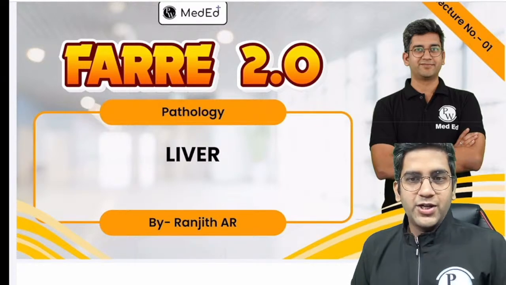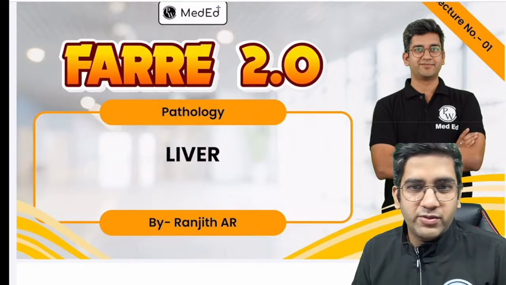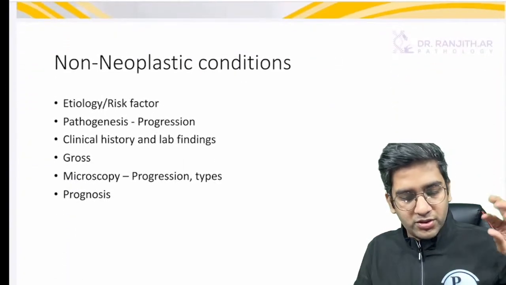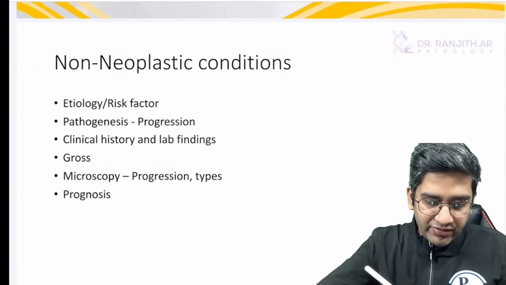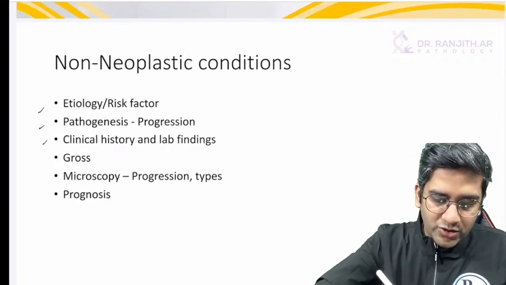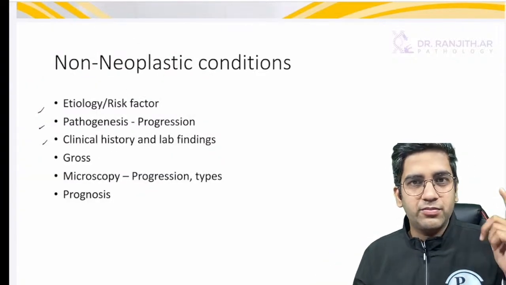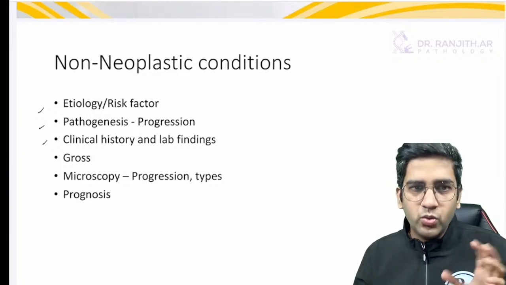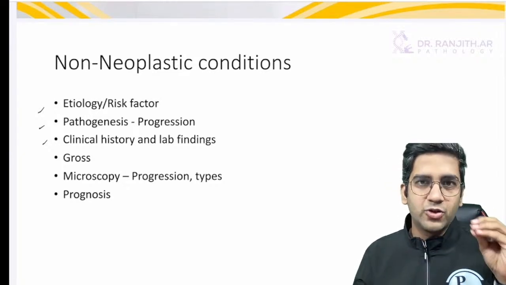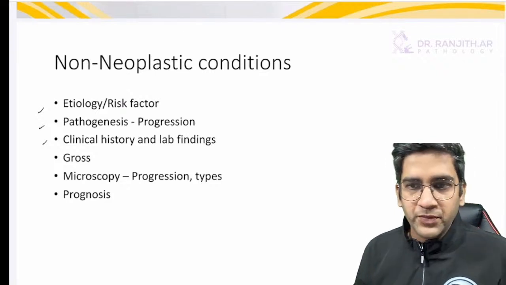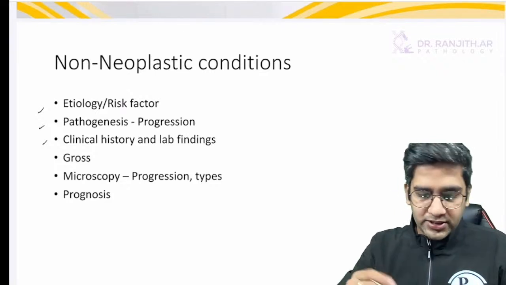Fine. Okay. So without any delay, let's go to liver pathology. First, the same template I'm going to use: etiology, risk factor. Never forget these headings. These headings are the ones which are going to fetch you marks in your final exam, right? Etiology, risk factor, pathogenesis, progression if you can, clinical findings, lab findings, gross, microscopy, and prognosis if it's possible to write prognosis. Fine. Perfect. So let's go to the first topic.